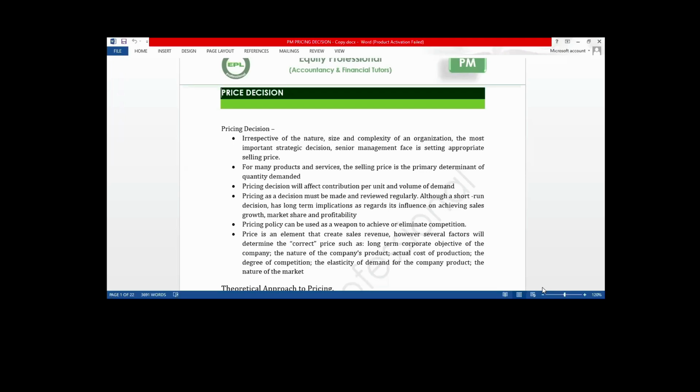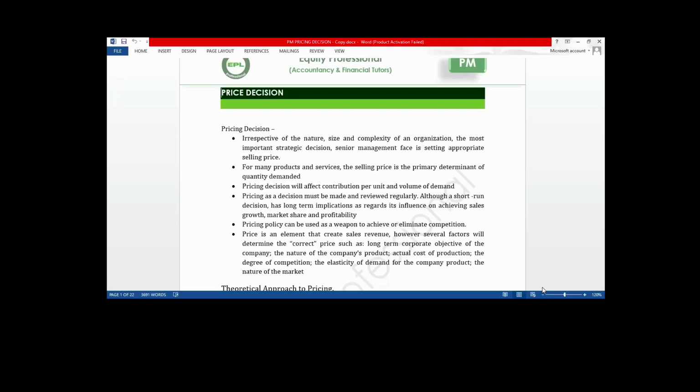Number two, nature of the company's products. If your product is of necessity, that means consumers must buy. Then even if you increase your price, the consumer will still have to buy. But when your product is luxury, then it is not a must for us to buy the products. So the nature of the company's product will have impact on the pricing.